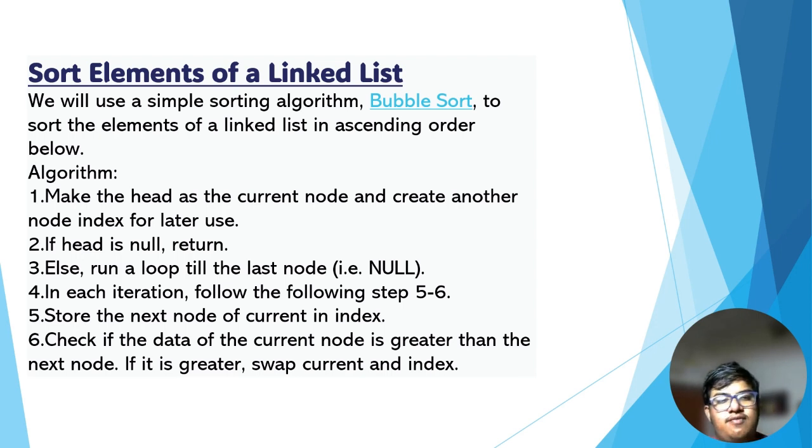Else, we run a loop until the last node. So you again traverse through the nodes till the end. While traversing, in each iteration, we take the next node and compare the two nodes, the next node and our current node. If the next node is greater or smaller, we swap them. Depending on how you need it, either ascending or descending, based on your condition they get swapped, and that way you can sort your linked list.